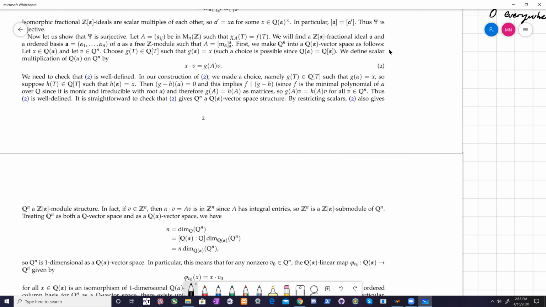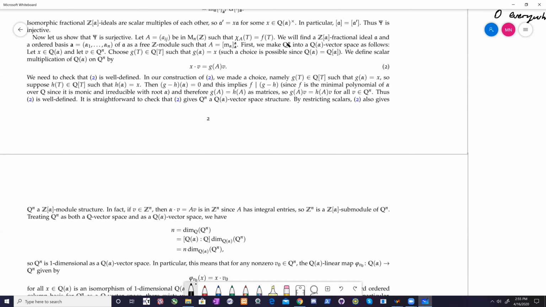So first, we make Q^n into a Q(alpha) vector space as follows. Let x be in Q(alpha) and let b be in Q^n. We choose g(t) in Q[t] such that g(alpha) is equal to x. Such a choice is possible because alpha is an algebraic integer, so Q(alpha) is equal to Q[alpha].